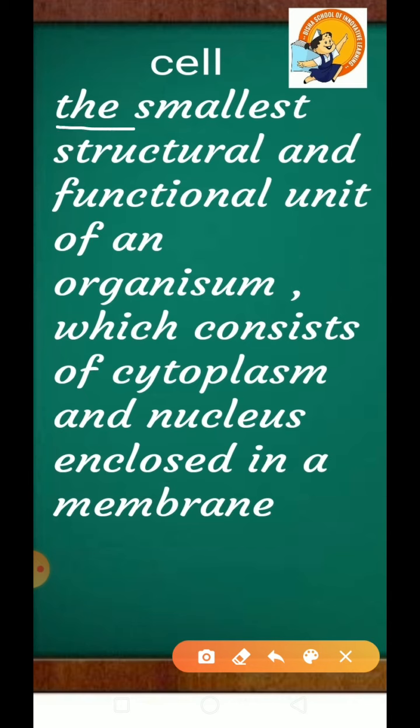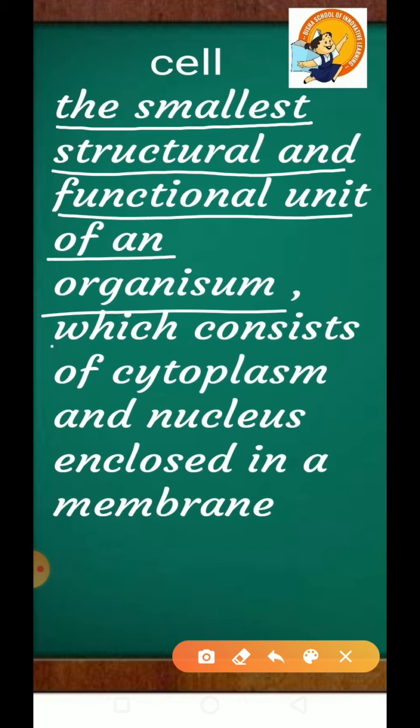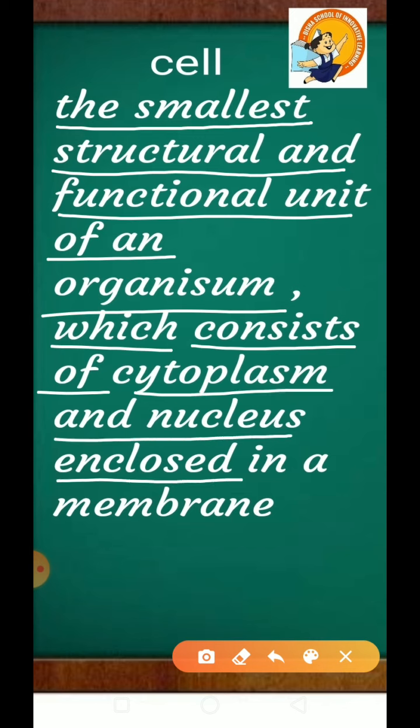Students, today's topic is cell division. The smallest structural and functional unit of an organism, which consists of cytoplasm and nucleus enclosed in a membrane, is called the cell. As we all know, our body is made up of different parts, and these parts carry out different functions. These body parts are made up of tissues, and the tissues are made up of cells. Means ultimately, what is the cell?